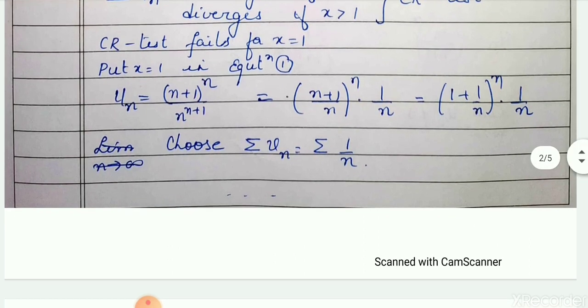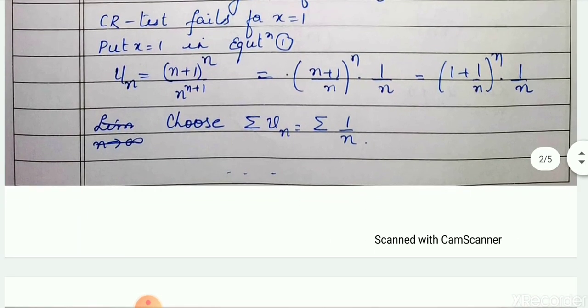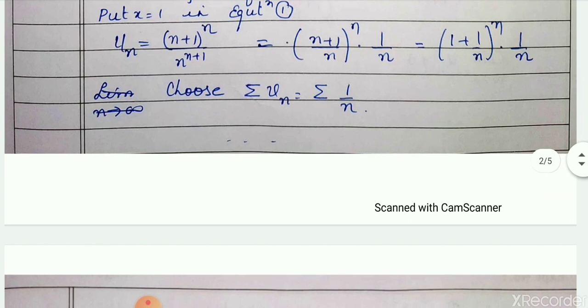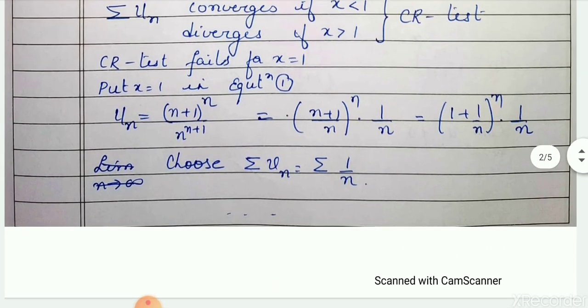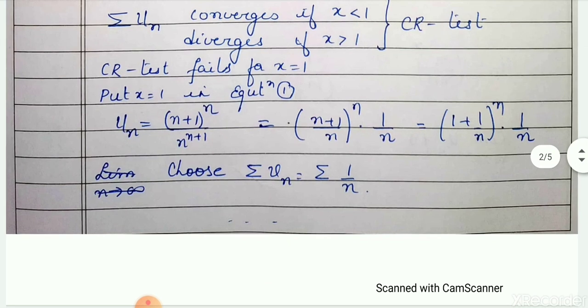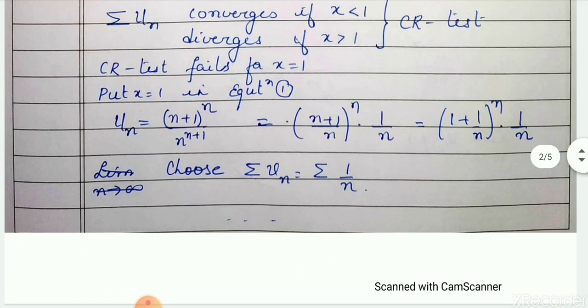Of course, you can choose vn here. Choose sigma vn equal to sigma 1 by n. And now we all know the next part, what is to be done. It is the comparison test. By comparison test, what do we write? Limit of un divided by vn. You'll find that value equal to some finite value. You have to work those steps. Then we say sigma un, sigma vn both converge or diverge together.